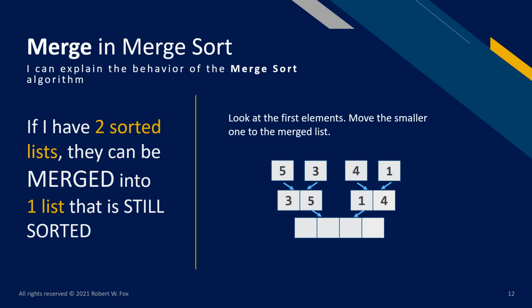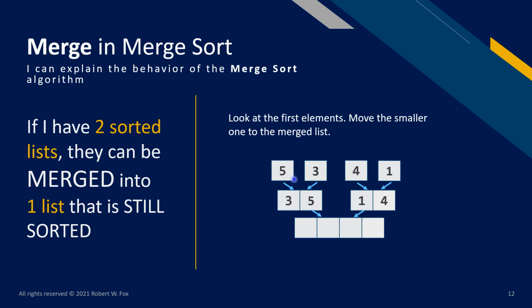Let's take a look at this merge process one more time, but this time with lists of size 2. Remember that Mergesort recursively divides the list in half until we get to lists of size 1. So 5, 3, 4, 1. Now at this point we can begin merging them, but when we merge them we want to make sure that they stay in sorted order.